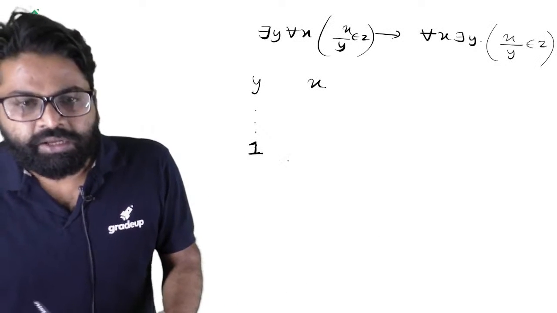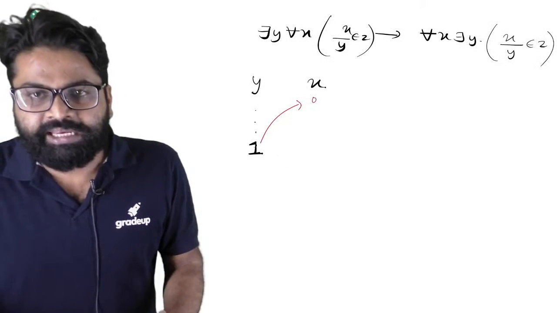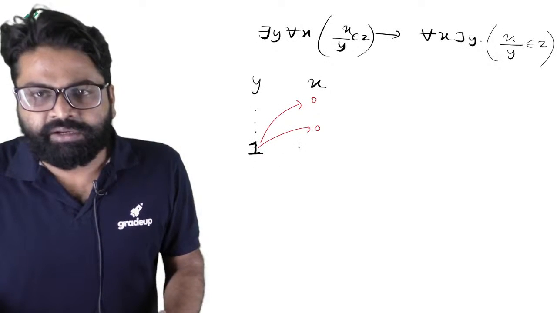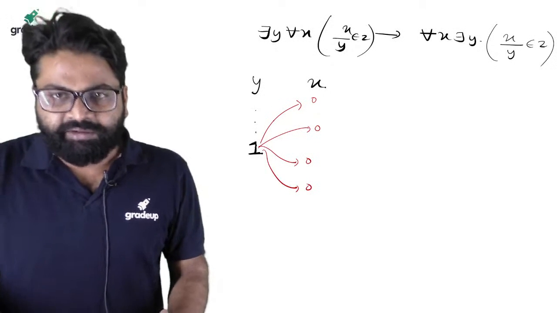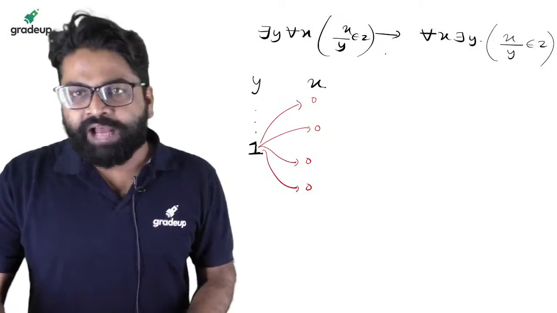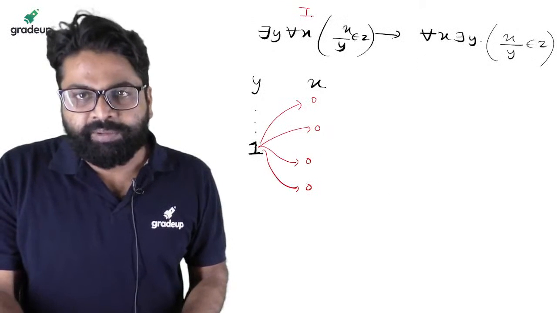So here 1 will be dividing any element. You take any element, 1 will always be dividing. So can we say that here I am getting a diagram like that? Now can you understand? So this statement will become what? This statement will become true.